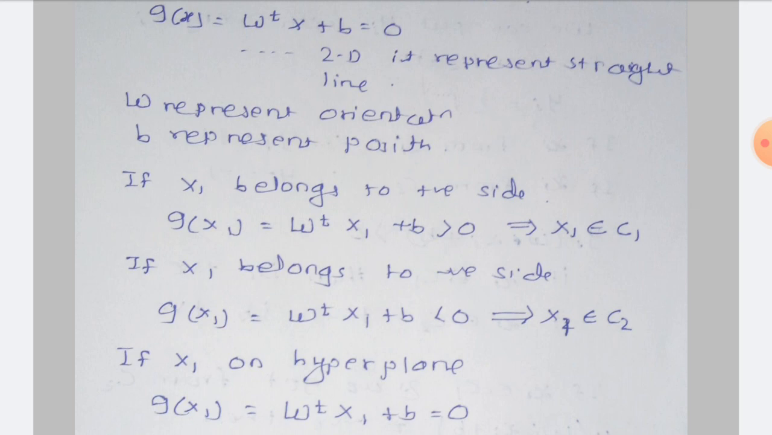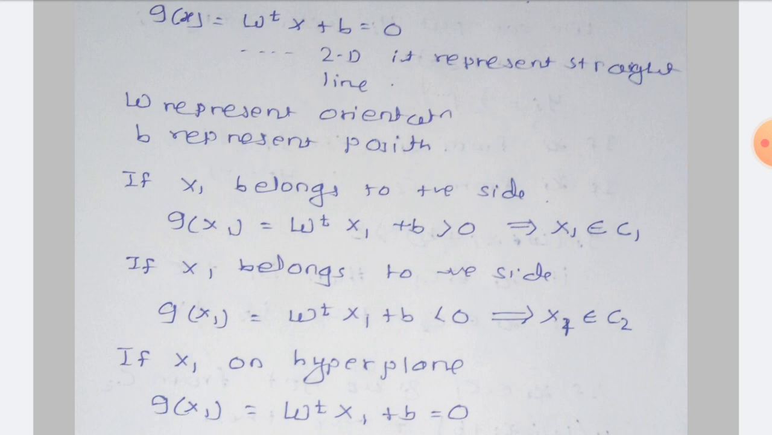Now there are two cases. The third case is remaining. Which one? Suppose that data point is on the hyperplane, then g of x1 equal to WTx1 plus b is equal to 0.